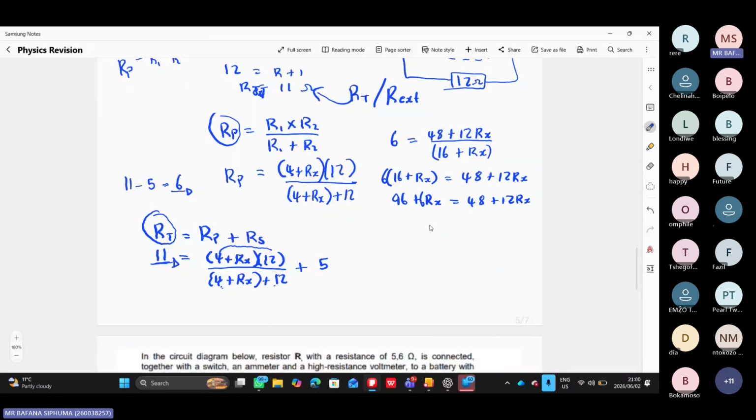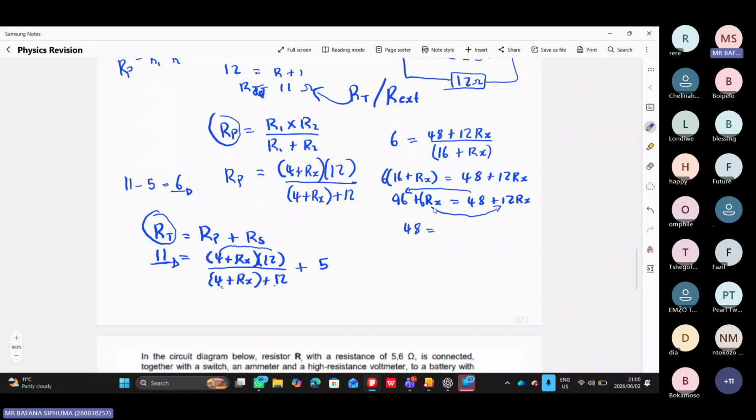Yeah, you must understand. That is why I don't even have to do anything with maths. So I'm going to take this one to the other side. I take this one to the other side. So what about 96 minus 48? 48, sir. Yes, 48.